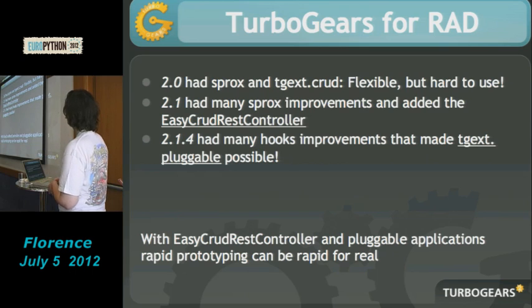In release 2.1, we had a lot of performance improvements and added logic that automatically detects some configuration options. And also the EasyCrudRestController got created, which automatically sets up a default that provides anything you usually want. Also in 2.1.4, a lot of improvements got made to the hook system that made it possible to create pluggable applications, much like Django apps and things. So if you need something and you look inside the cogbin, the repository of TurboGears pluggable applications available, you might probably find that already made for you.